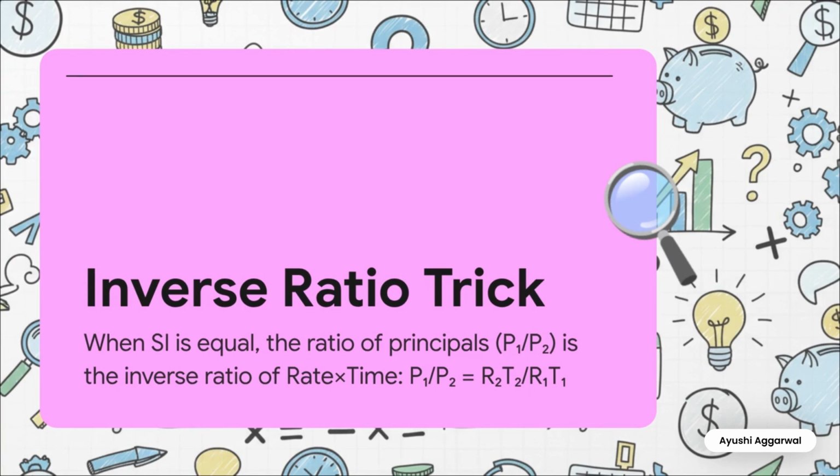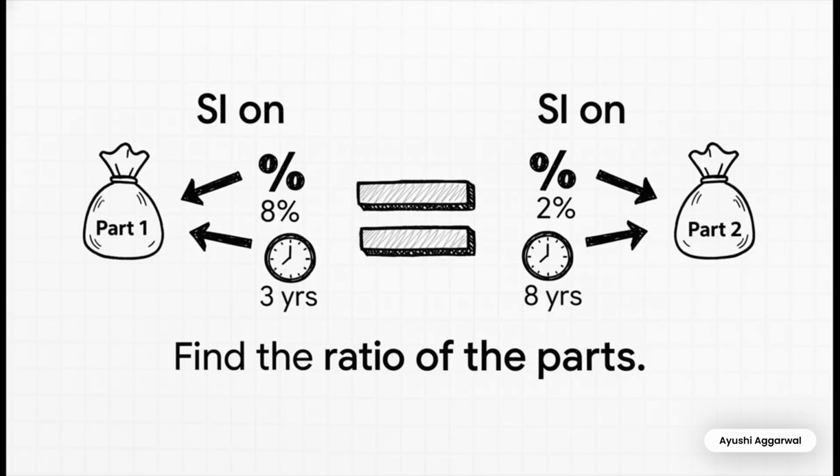Whenever the simple interest is equal, the ratio of the 2 principals is just the inverse ratio of their rate multiplied by time. The formula is right there on your screen. Seriously, this is the key to solving these questions almost instantly. Let's put this trick into action with a real question.